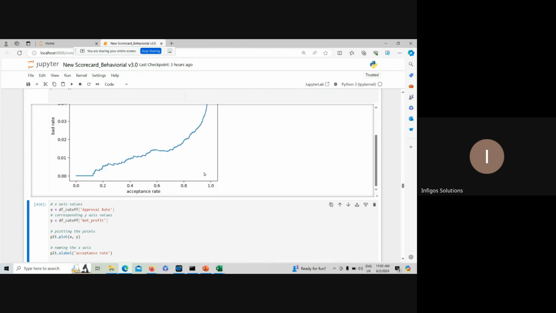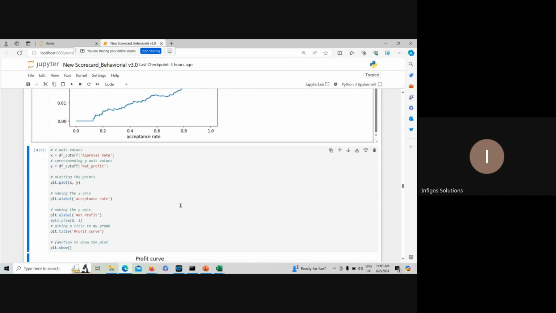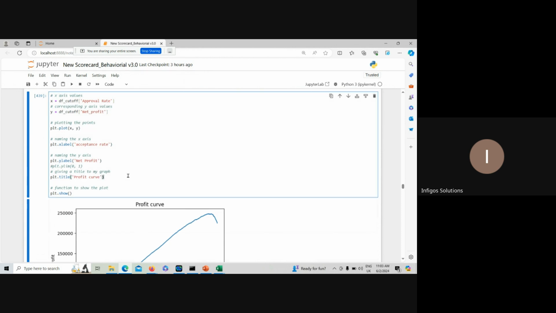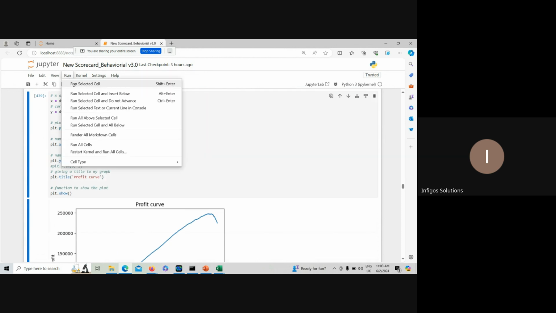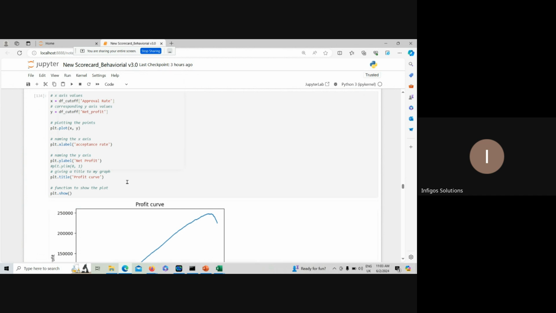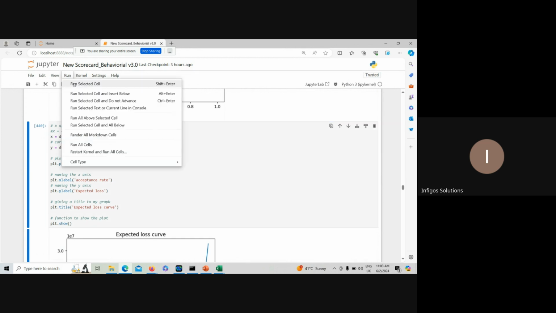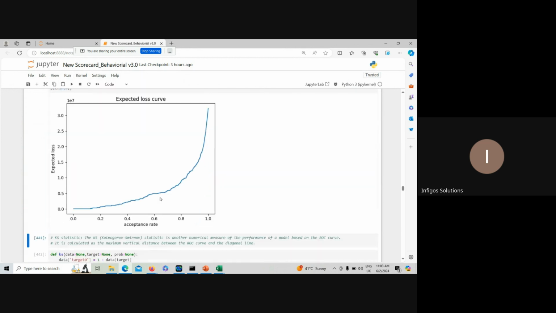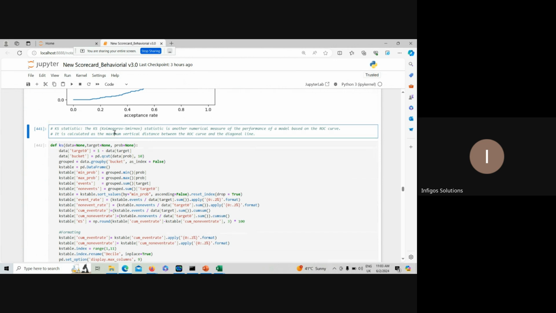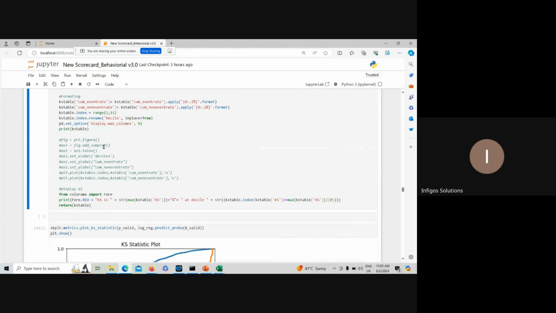This is how it's plotted. And then we have plot for the profit curve, which we just saw. This is profit curve. This is expected loss curve. At this point, there is sharp increase in expected loss. And then we have KS. This KS code is here.